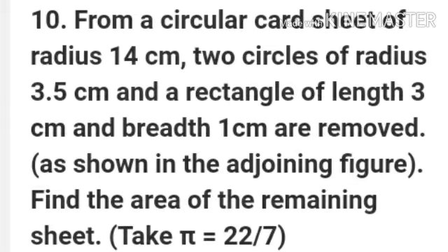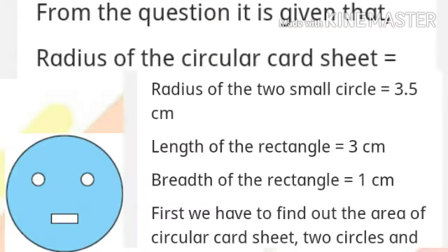Question number 10. From a circular card sheet of radius 14 cm, two circles of radius 3.5 cm and a rectangle of length 3 cm and breadth 1 cm are removed, as shown in the adjoining figure. Find the area of the remaining sheet. Take pi is equal to 22 upon 7. From the question, it is given that the radius of the circular card sheet is equal to 14 cm and the radius of two small circles is equal to 3.5 cm. Length of the rectangle is 3 cm, breadth of the rectangle is 1 cm. So, first we have to find out the area of the circular card sheet, the two circles and the area of the rectangle.